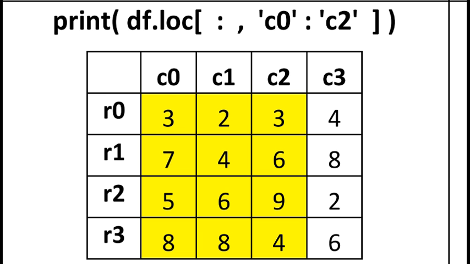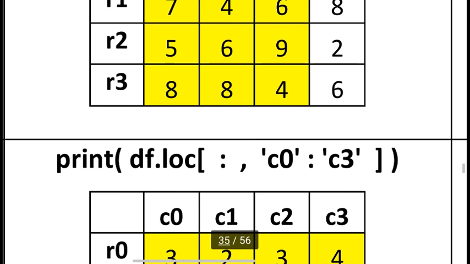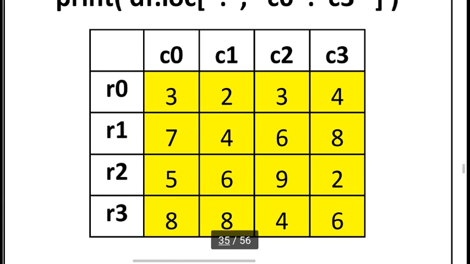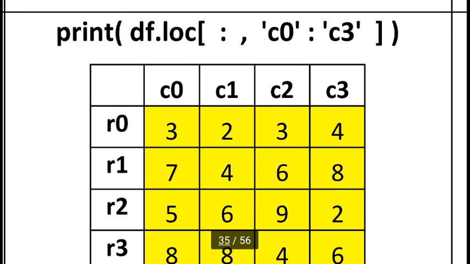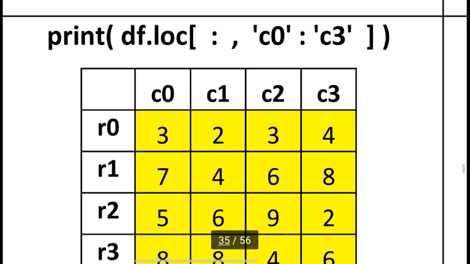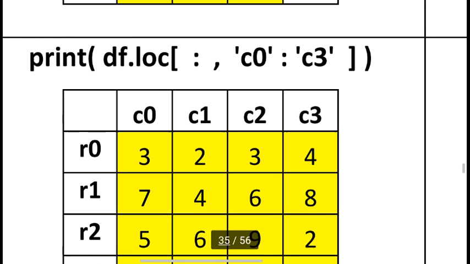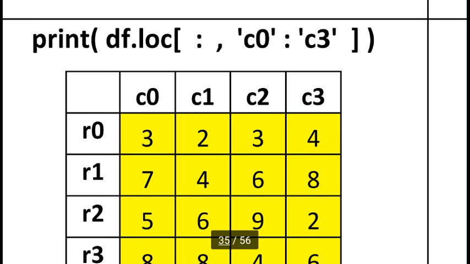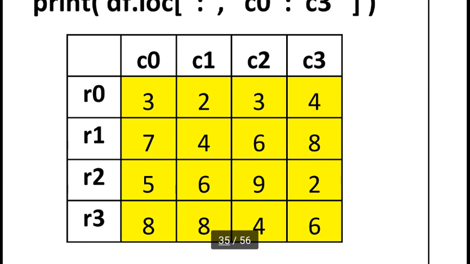So the new thing is that it always includes the stop index, not one less. Okay, suppose I want to select the complete table again. So df.loc[:] means all the rows. Which rows? Of particular columns. But here I am writing C0 colon C3. So you can see the complete table.